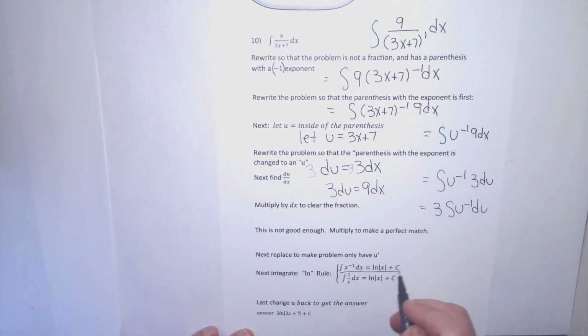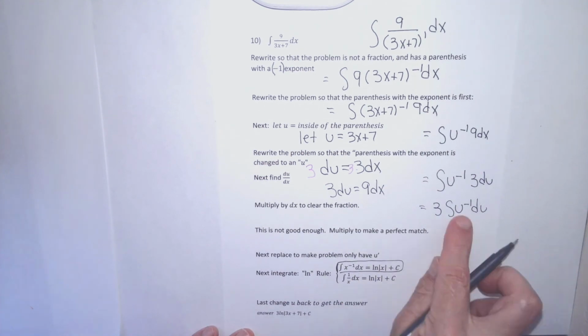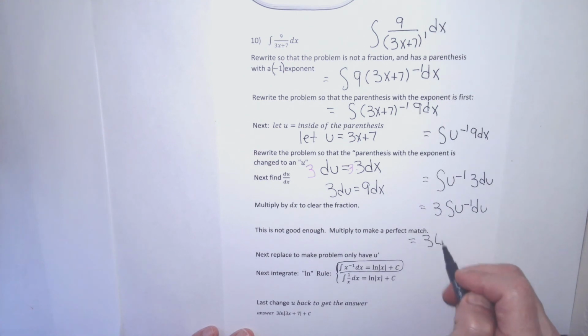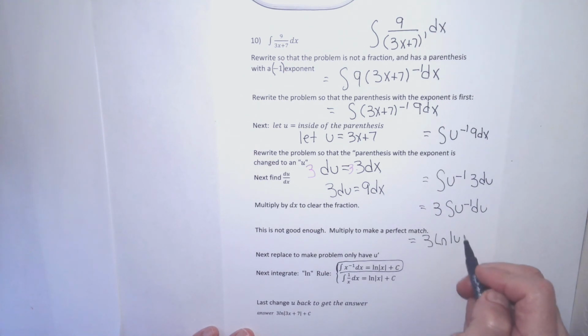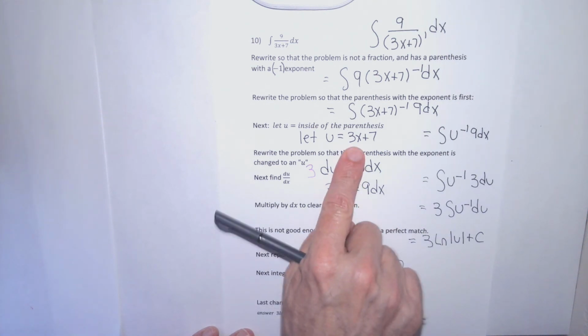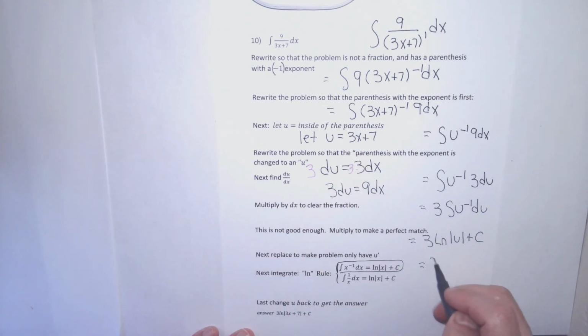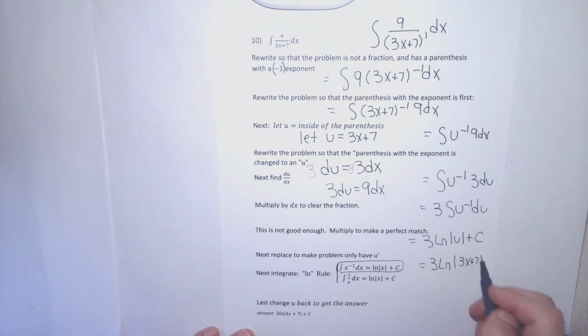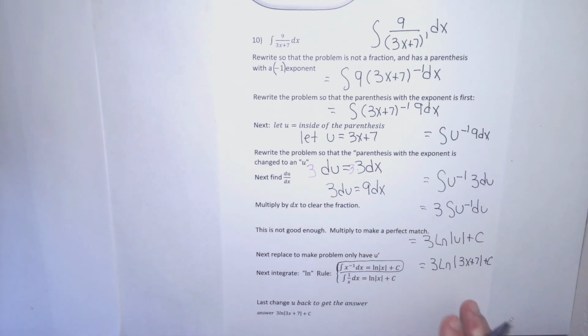This is the x version of the ln rule that would apply for u's. So now I'm going to integrate, and I get 3 times the natural log of the absolute value of u plus c. -1 exponents get the natural log rule. And lastly, change the u to 3x plus 7, and I'll have an answer. So 3 times the natural log of 3x plus 7. And these are all indefinite integrals, so I need plus c's for all of them.